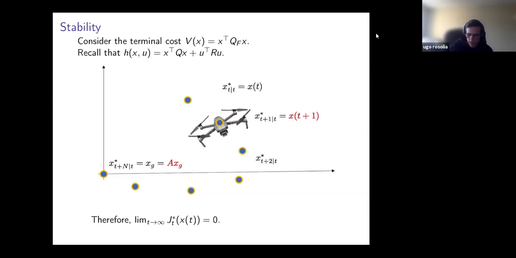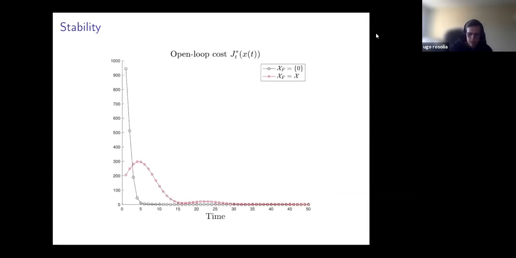And so what I also wanted to show with a simple simulation is what happened to the open loop cost when we use the terminal constraint set as the origin versus when we use our entire feasible space as a terminal constraint set. So here on the y-axis we have the open loop cost, and on the x-axis we have the time. So what we see here is that when we design the model predictive controller correctly, our open loop cost decreases, and the decrease is exponential.